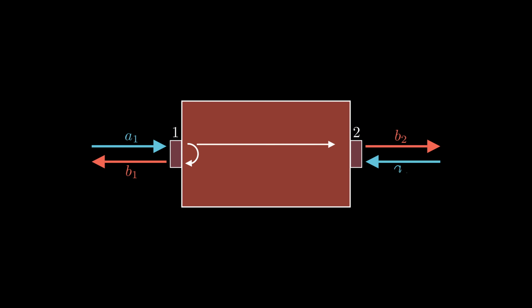Suppose we excite a power wave of some frequency at port 1. We'll refer to the incident wave as A1, to the transmitted wave measured at port 2 as B2, and to the reflected wave measured at port 1 as B1. Similarly, we can excite a power wave at port 2 and measure the energy of the signal emerging from both ports.